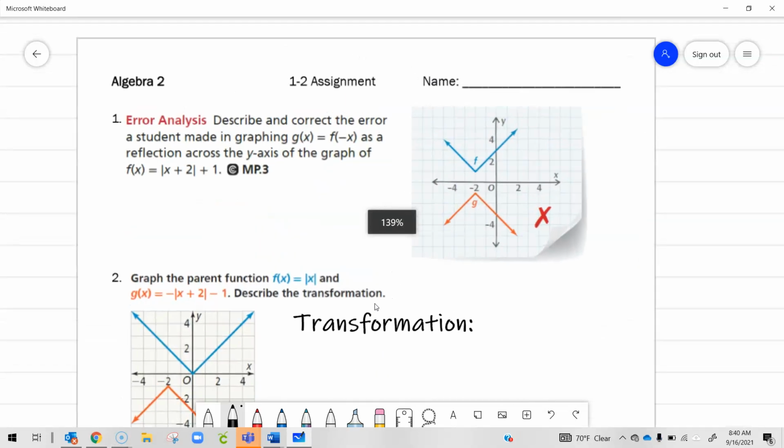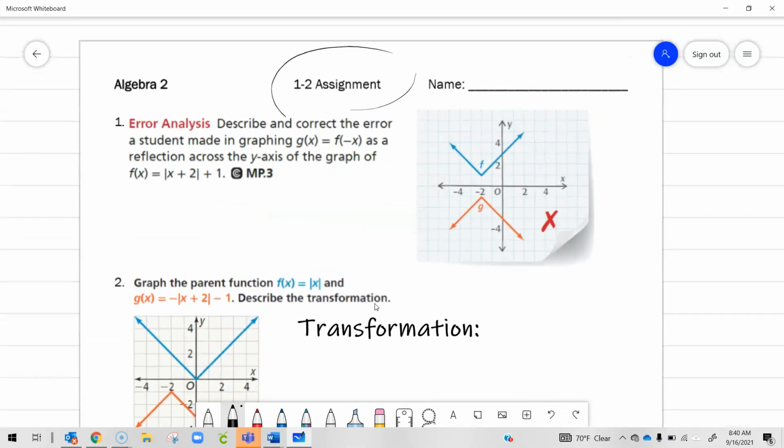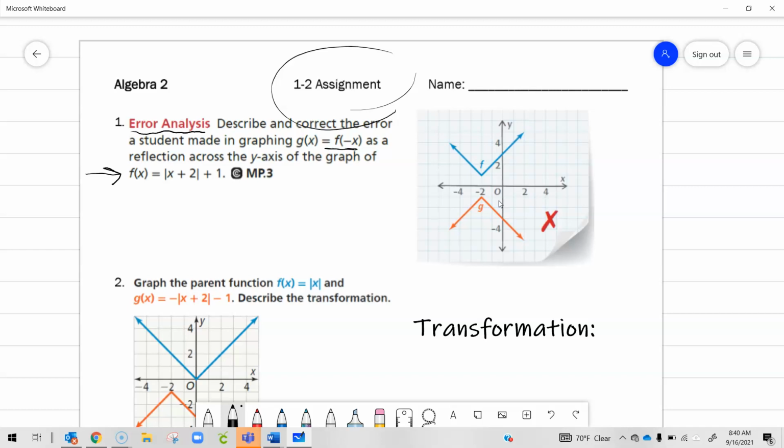All right, so in this video, our focus is section 1.2, and this all covered transformations of graphs. For number 1, we're looking at an error analysis. We had a student that transformed this blue f of x, which was this equation here, the absolute value of x plus 2 plus 1, and they were trying to apply this transformation, f of negative x. And they're saying that this red g is incorrect.